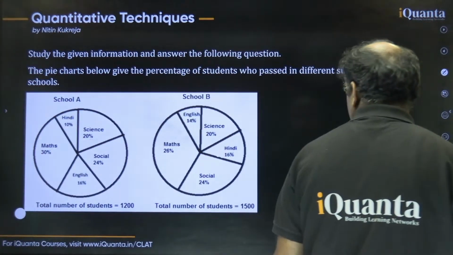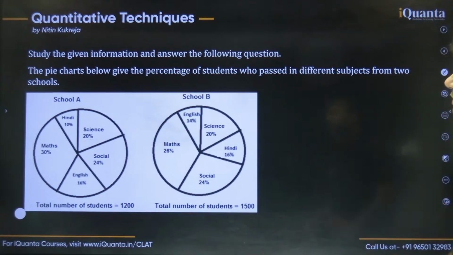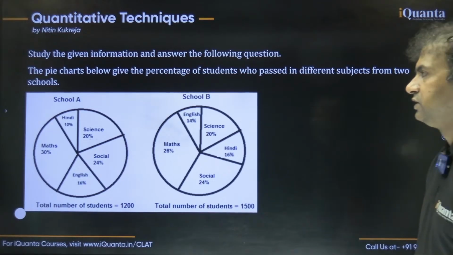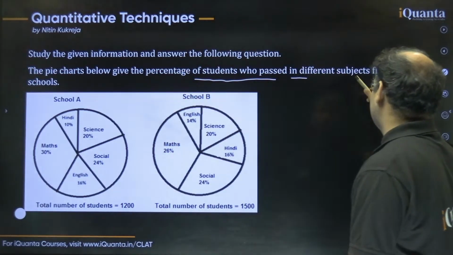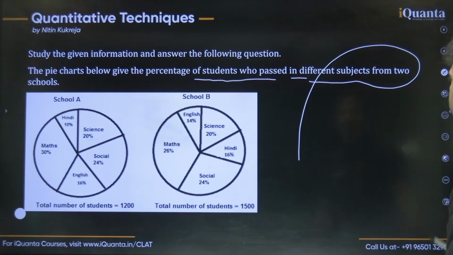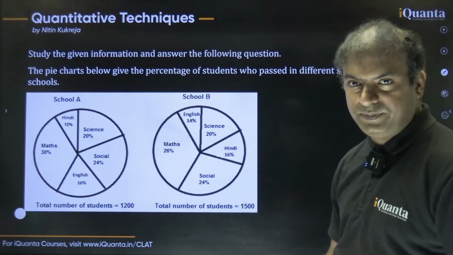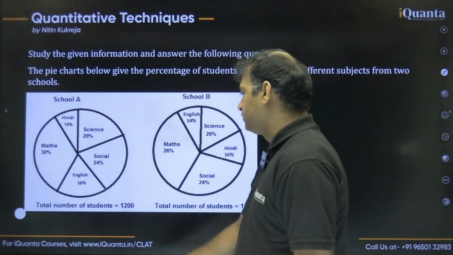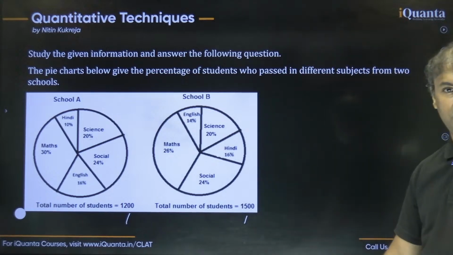Alright, so the next set is about the pie charts. The pie chart below gives the percentage of the students who pass in different subjects from two schools. So we have two schools, school A and school B. Total number of students in school A are 1200, in school B we'll say are 1500, right?